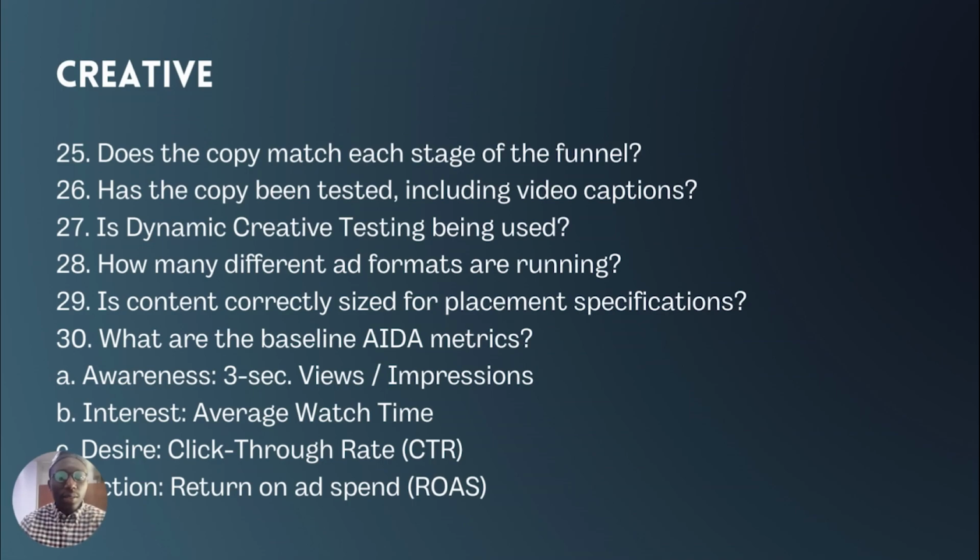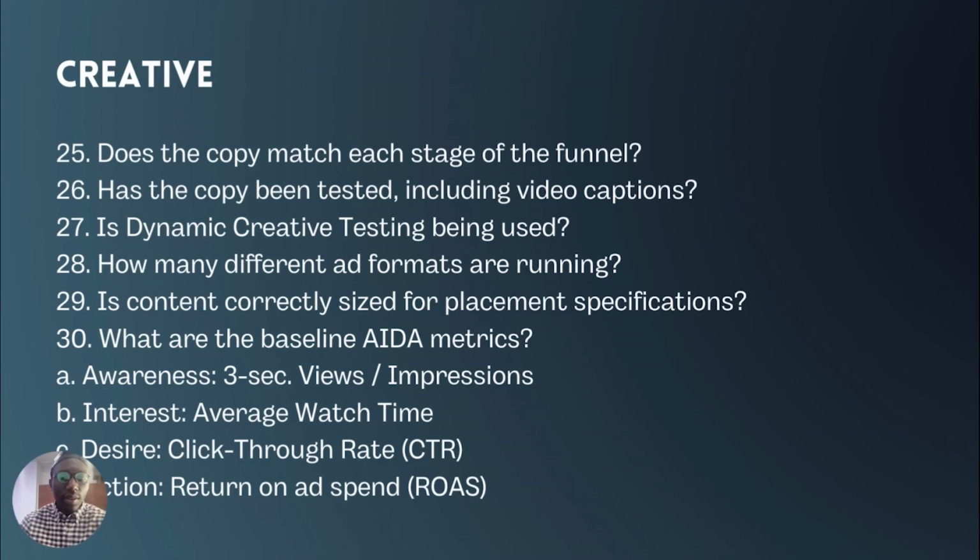And then we look at your different ad formats that you're running to make sure that every placement is sized correctly. So we want to make sure that you have 1x1s for your square feeds, and then you have 9x16 for stories, right? And then we look at your ADA metrics. So ADA is simply audience, awareness, interest, desire, and action. And this is denoted by all of these metrics that you see here.